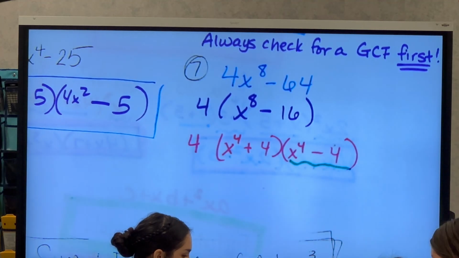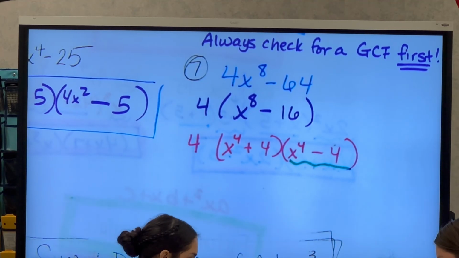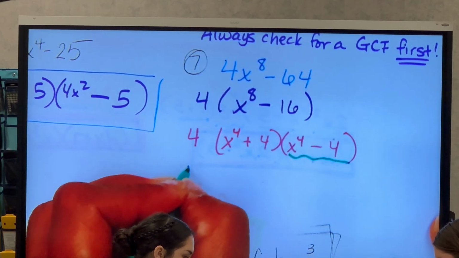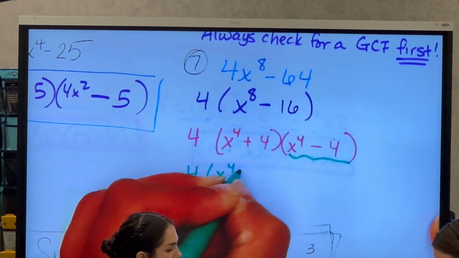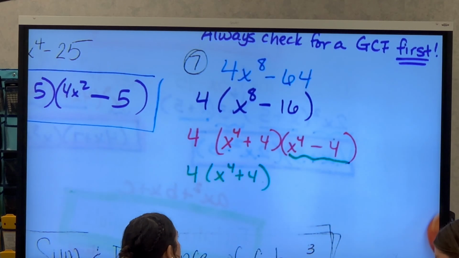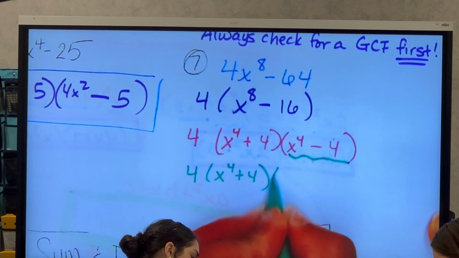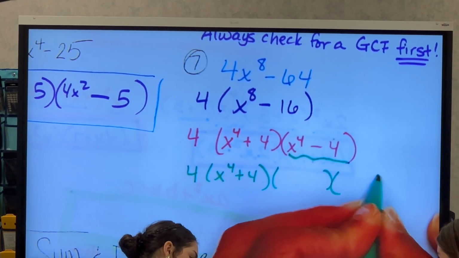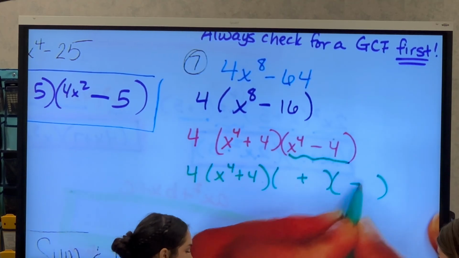It's still a difference of squares. 4 is a perfect square. X to the 4th is a perfect square. So x to the 4th plus 4 is now going along for the ride. And we can still factor this. Difference of squares factor down to 2 binomial factors, one with a plus and one with a minus.